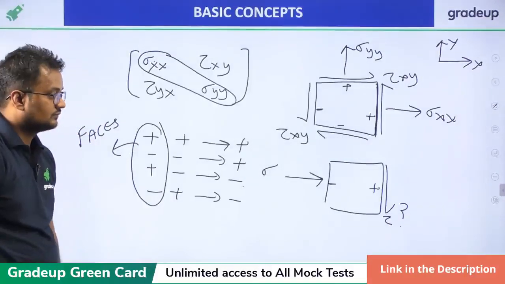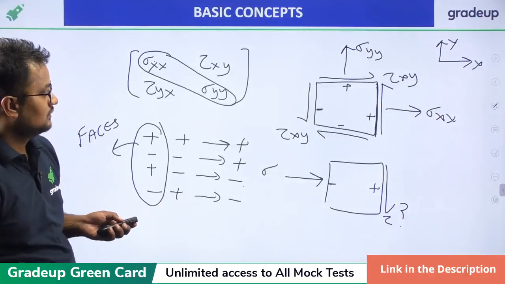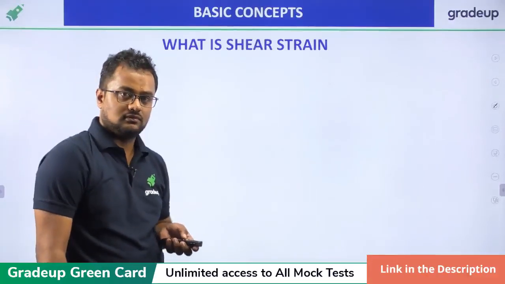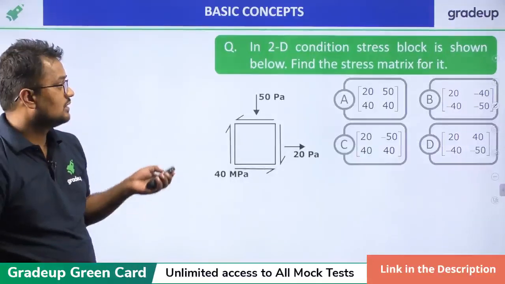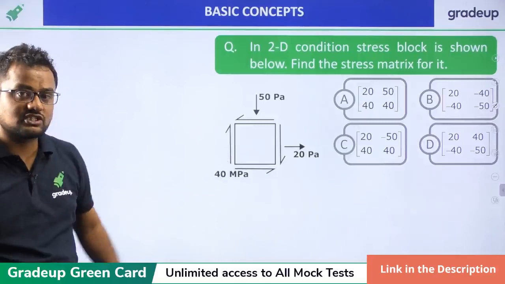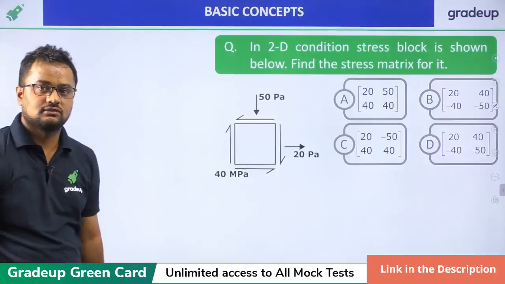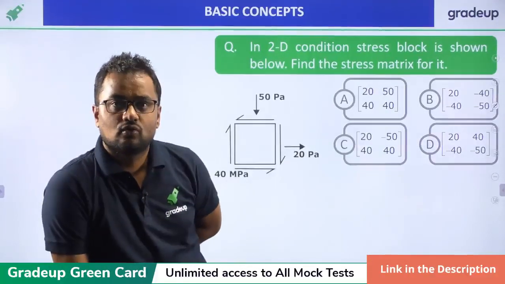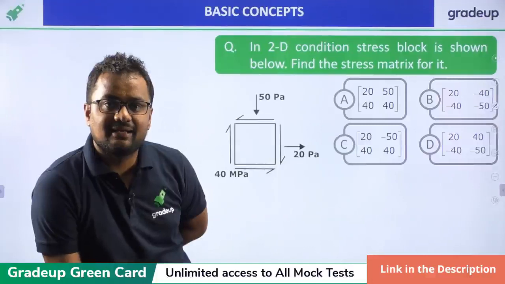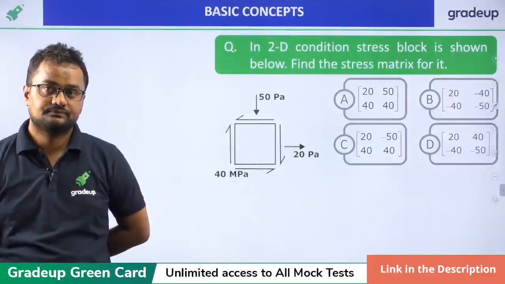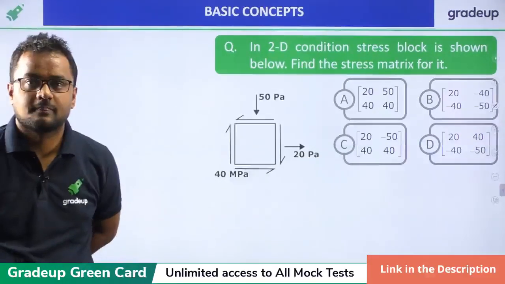Now, see, here strain we are going to take in the next class. Please solve this question. This is a 2D stress block, and you have to find the correct stress matrix for it. I want to see every answer from whoever is live here in the comment box. You can write A, B, C, D. Bansal is saying B. Please.